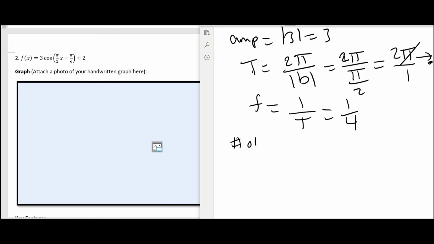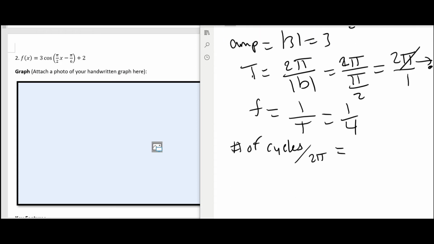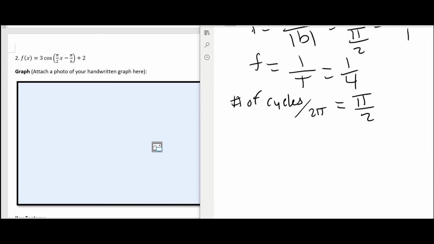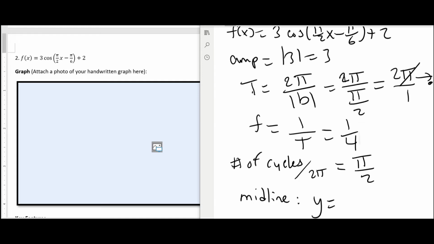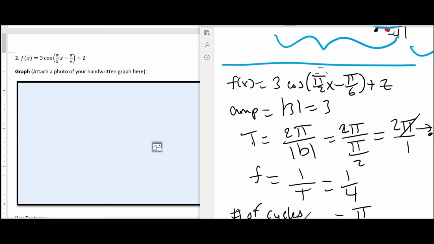The number of cycles per period, or per 2 pi, from 0 to 2 pi basically is what it's trying to say, is going to be your b term. Your b term is pi over 2. So it's going to be pi over 2. All right, and then what we'll do next, let's see, I'm forgetting what we're missing, the midline. The midline is y equals your d term. Your d term is 2.